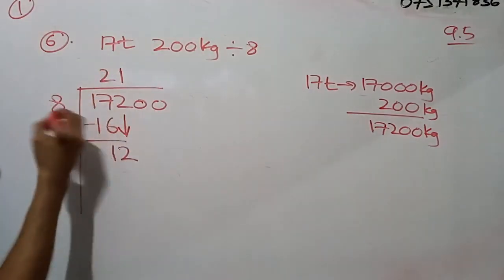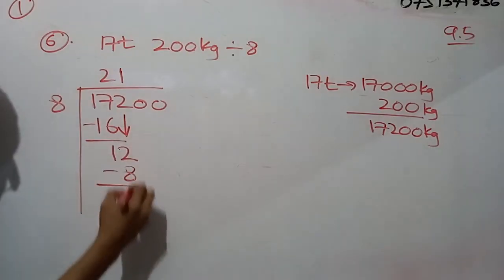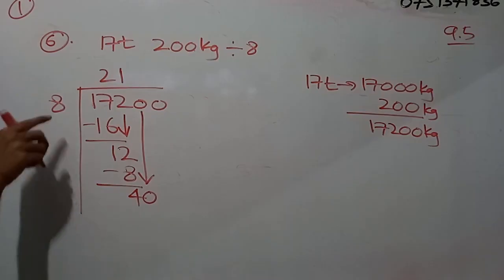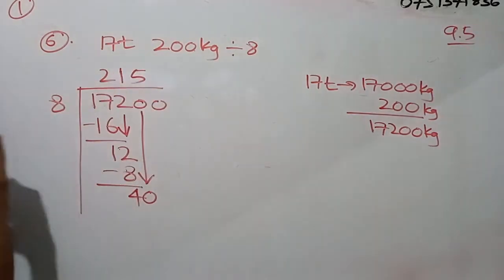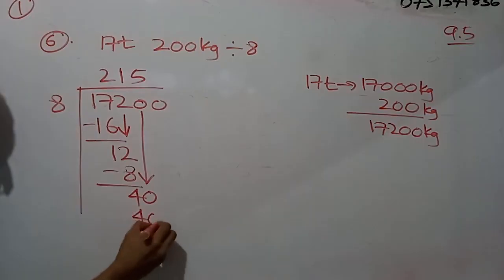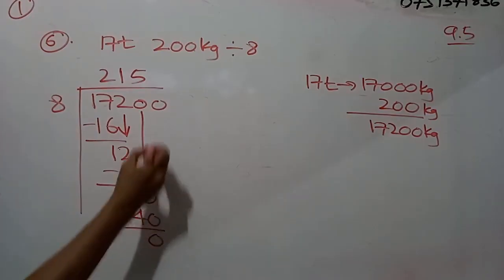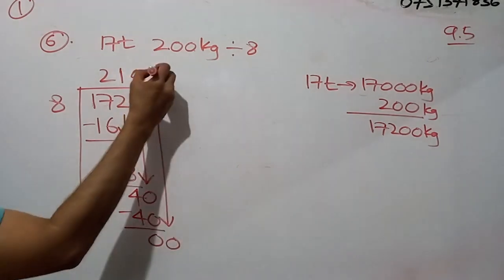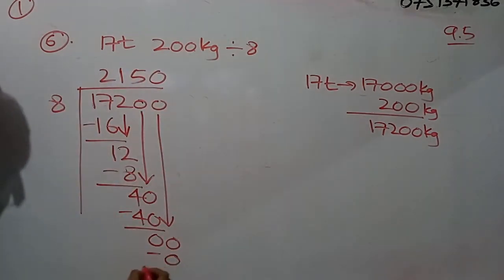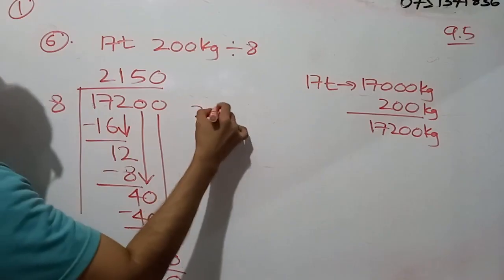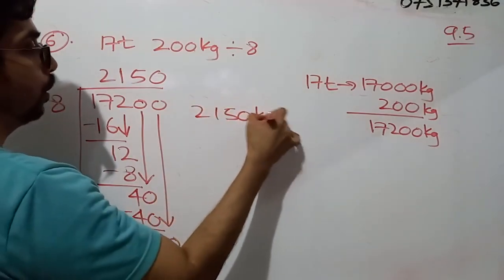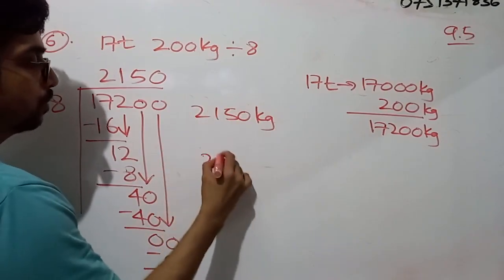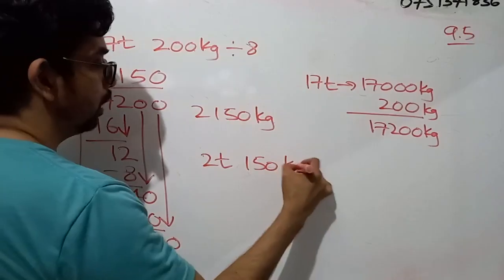How many 8s are there for 12? We can go up to 1. 8 times 1, that is 8. 12 minus 8, that's a 4. Now drag down this 0, altogether 40. How many 8s are there for 40? Exactly 5. 8 times 5, we know that is 40. 40 minus 40, we get a 0. Now drag down this 0. How many 8s are there for 0? 0. 8 times 0, that's a 0. 0 minus 0, we get a 0. 2,150 kilograms, that is the answer. So anyway, we will convert this into tons. That means what? 2 tons and 150 kilograms.